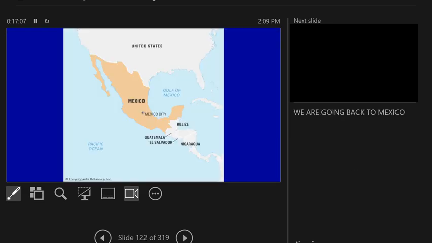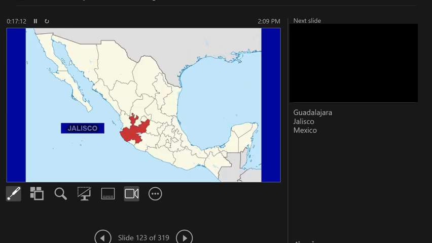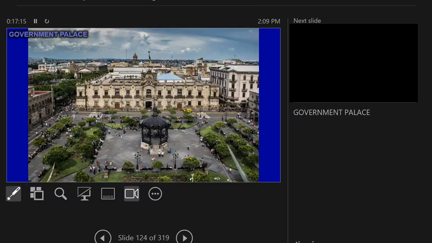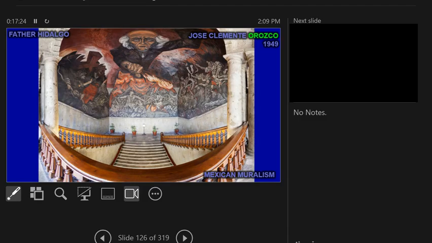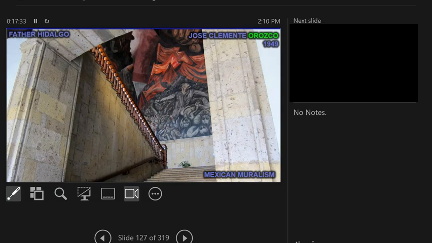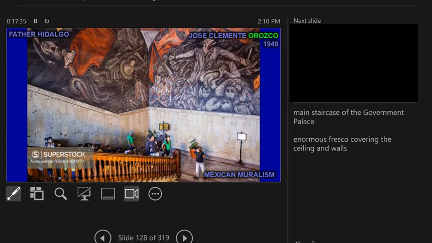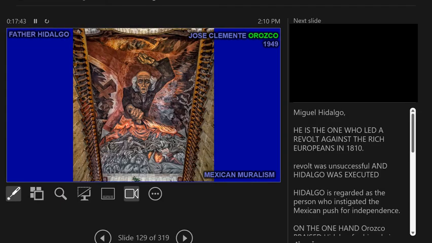All right, we're going to move now to Mexico, and we're going to go to Jalisco, and we're going to go into the government palace, this building right here. And inside this palace, there's a big staircase. And if you go up the staircase, you'll see this mural right here. It's absolutely huge. In fact, if you get an image of it or you see people next to it, you can see how large this painting is. But this is the main staircase of the government palace with an enormous fresco covering the ceilings and walls.